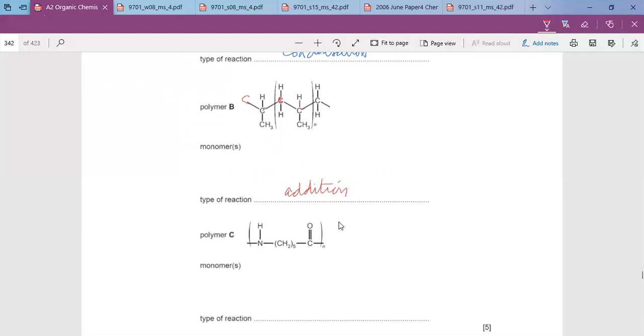Okay, the monomers, just make a start anyway. Two carbons, 1, 2, circle. 1, 2, circle, they are the same. So it's polypropene, is it?